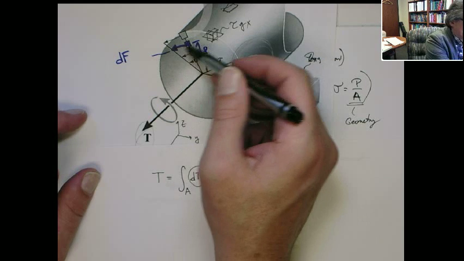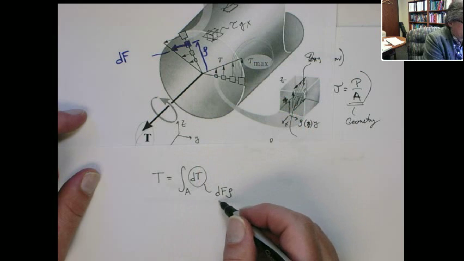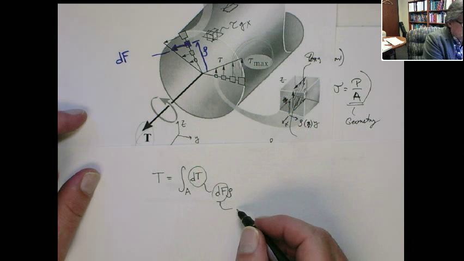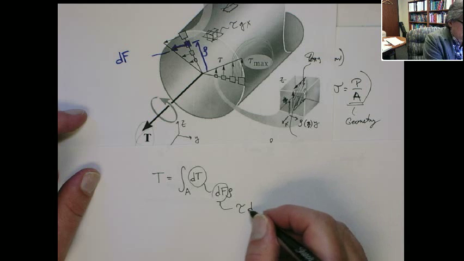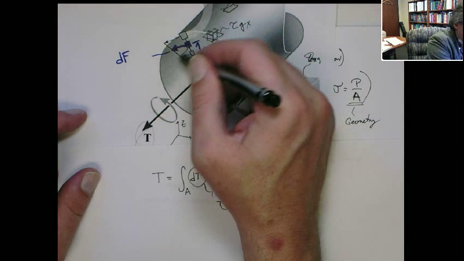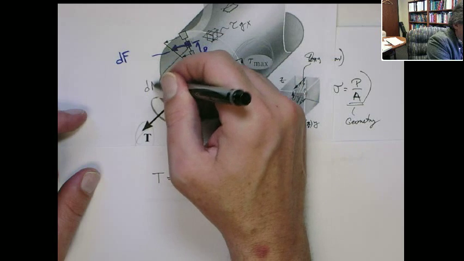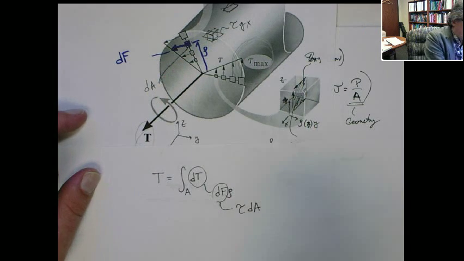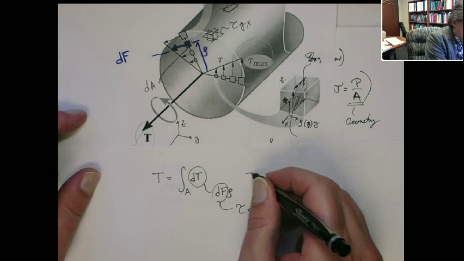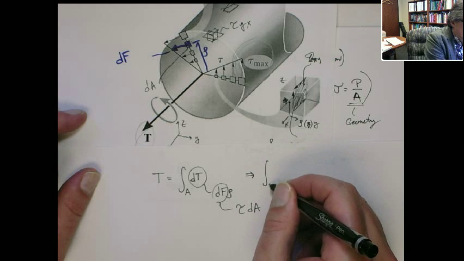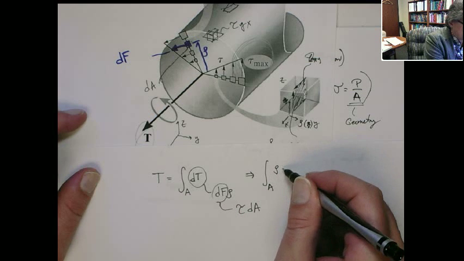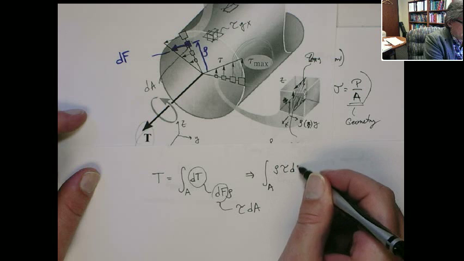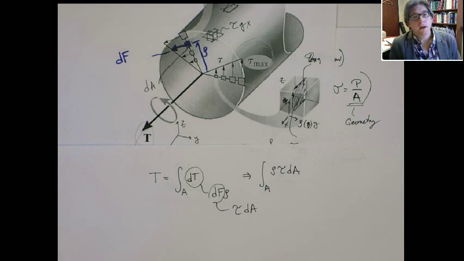Now dF, the magnitude of this, is going to be the shear stress, tau, that's force per area, times the differential area, dA. This right here, that is dA. Okay? So put that all in, you get that. This now becomes the integral over the cross-sectional area of rho tau dA. Okay? That doesn't really help things yet, but we're almost there.